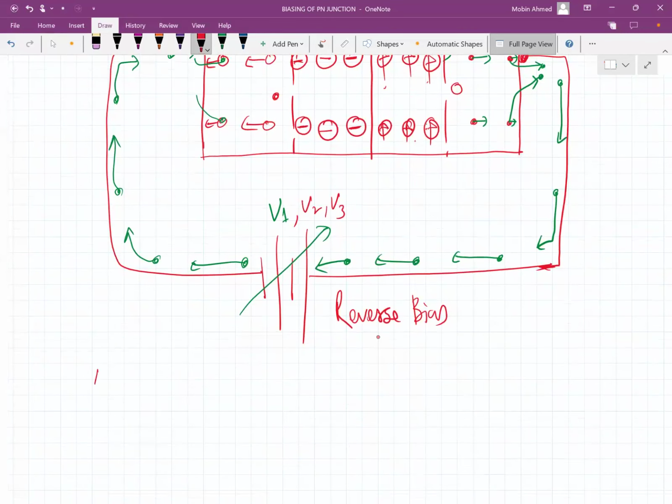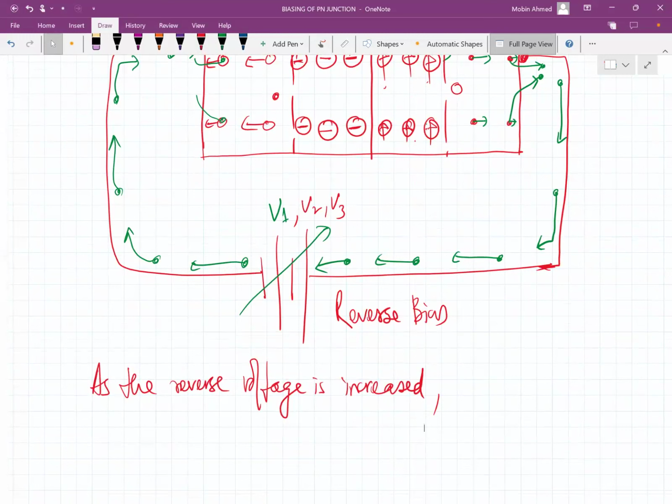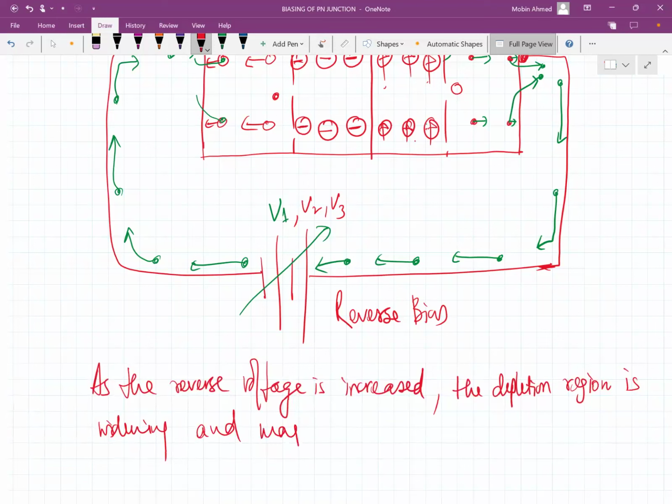So as the reverse voltage is increased, the depletion region is widening and majority carriers are depleted.